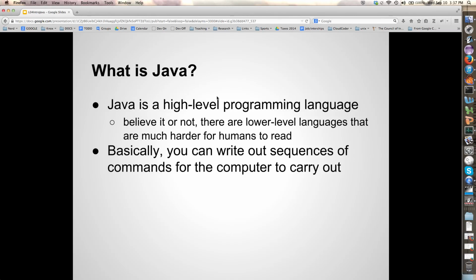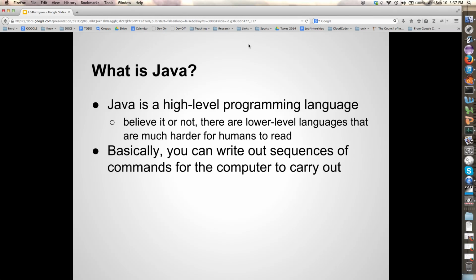So what is Java? It's a high-level programming language. The first thing students say when they start looking at Java code is, good grief, you call this high level? It looks very low level to me. But I assure you there are lower level languages. You can write things in assembly code, which is very low level. Below that you can do it in binary, which is even lower level. And then below that there's voltage differences in energy and various other things that happen with hardware. I don't really understand that stuff. But basically you're able to write out sequences of commands for the computer to carry out.